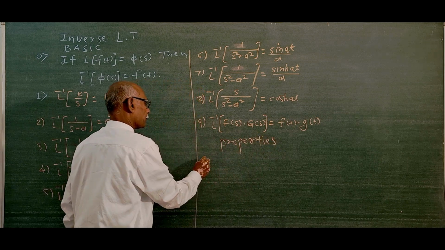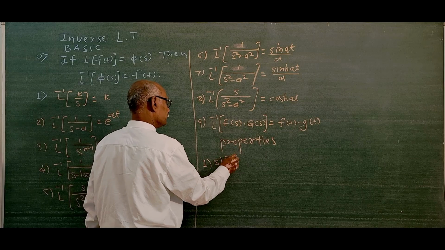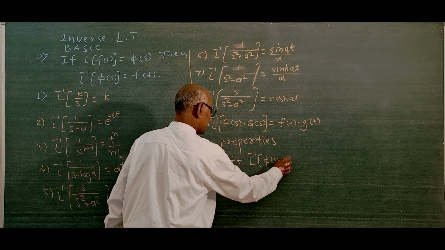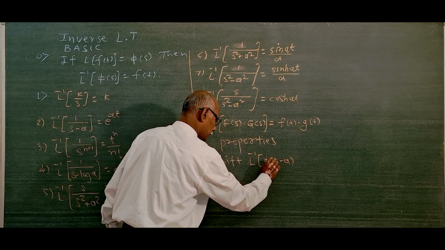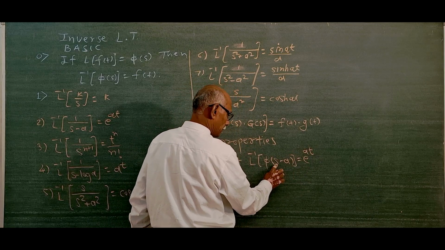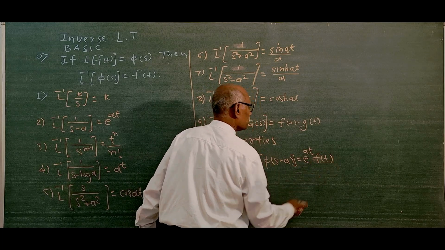So what are the properties? First property, it is also called the shifting property. So what is that property? Inverse Laplace of phi of s minus a. Then you have to write e to the power at because of a, and because of s you have to write phi s or f of t.